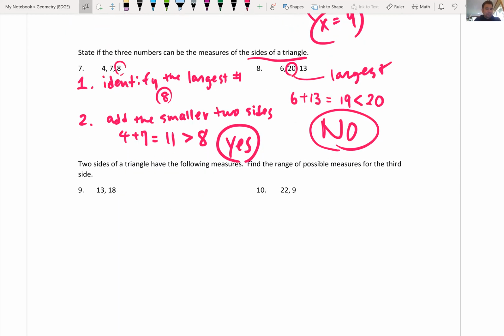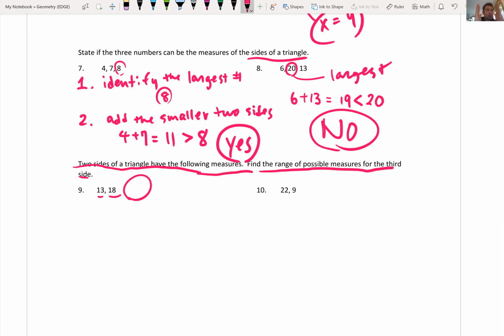The last type of question will be this. Two sides are given. Let's read this. Two sides of a triangle have the following measures. Okay, in this case, it's 13 and 18. Find the range of possible measures for the third side. What could the third side be? It's not just one number. There's a window, there's a limitation.